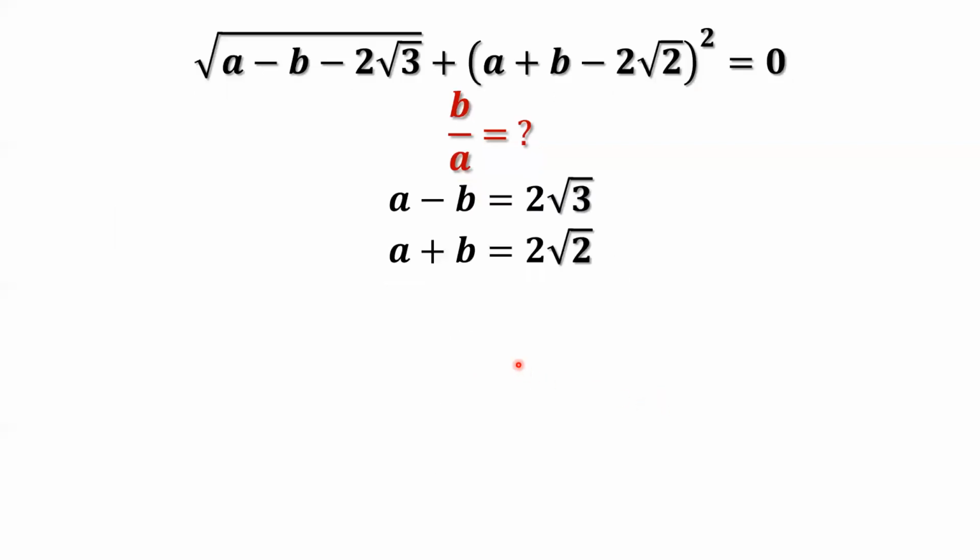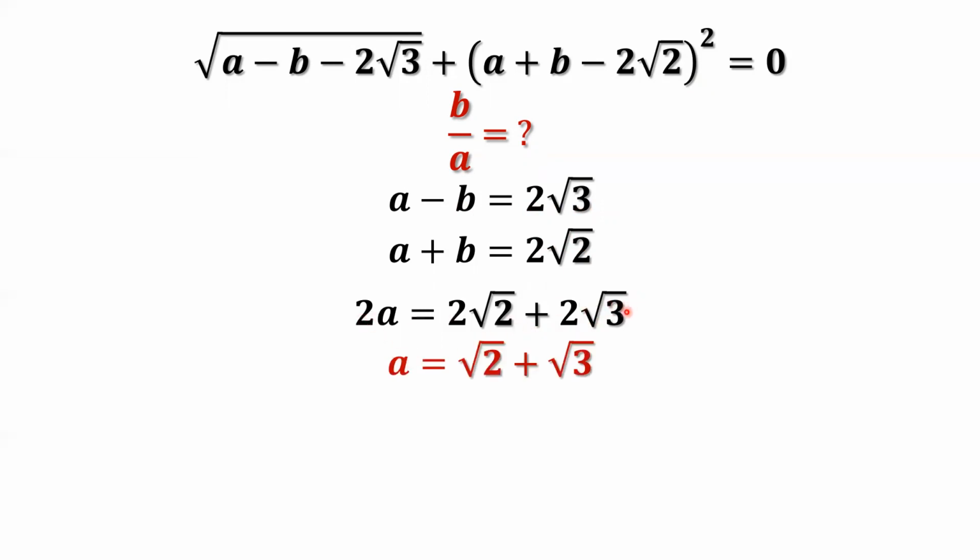So here we do this. The second one plus first one. Here's A, that's 2A. B and the negative B cancel each other. Then we have 2 square root of 2 plus 2 square root of 3. To simplify, both sides divided by 2. We'll have A equals square root of 3 plus square root of 2.